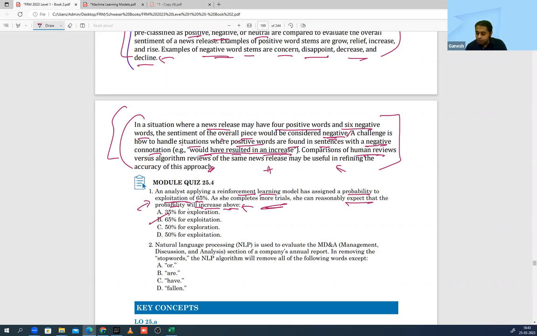NLP is used to, what is this MDA? Every balance sheet or every annual report has a section जहाँ पे management talks about what happened last year, how they see the near future, क्या होने वाला है, what is the growth of the industry. So the system will read this analysis and make some judgment about the annual report. In removing the stop words, the NLP algorithm will remove all of the following except: pollen. ये negative word आ गया ना, ये नहीं होना चाहिए. All of these others are stop words. Right. So we are done with this chapter.